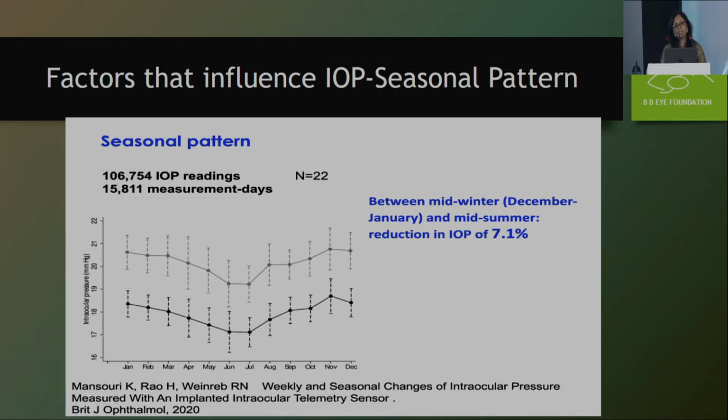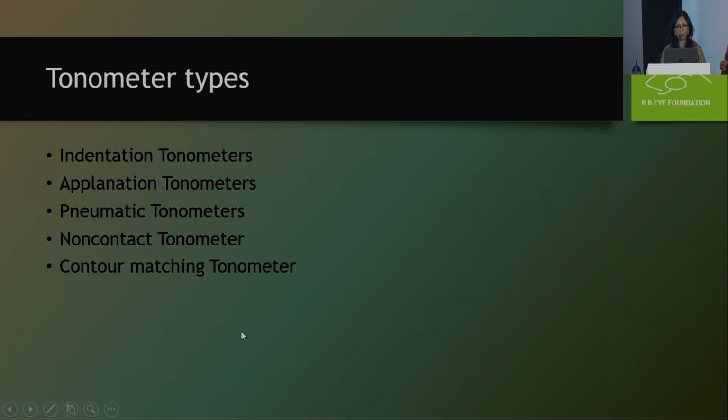The factors that influence IOP: seasonal pattern, that's very interesting. If you have a look at both of these graphs, look at this and look at this. You see that in mid-winter there is a rise, and if you look at this, in mid-summer there is a fall. That's almost about 7.1%.